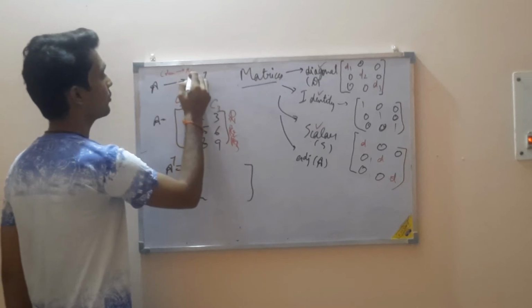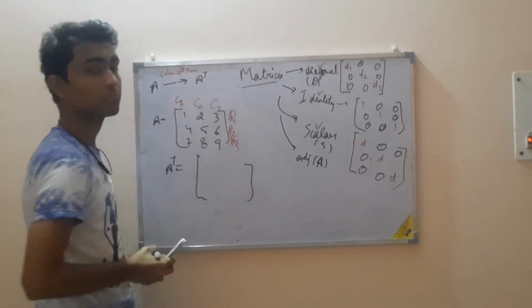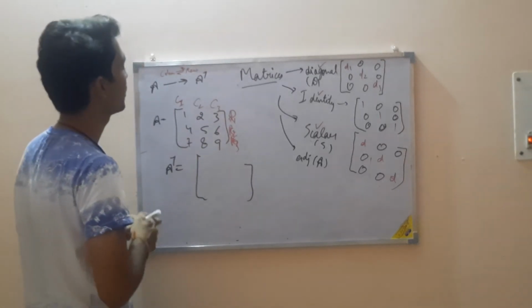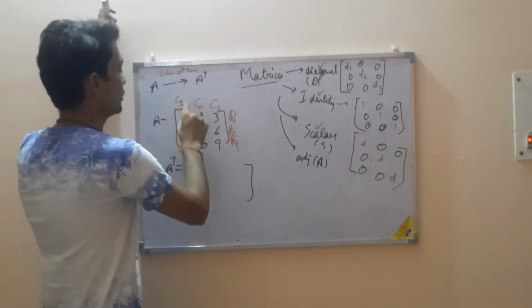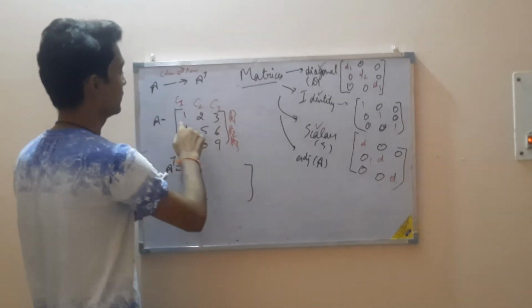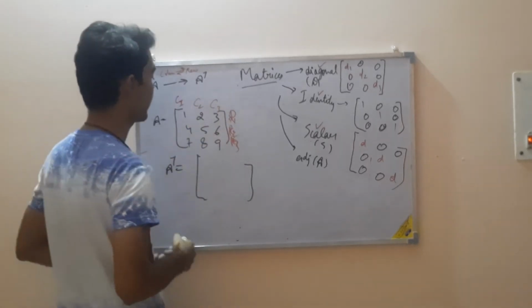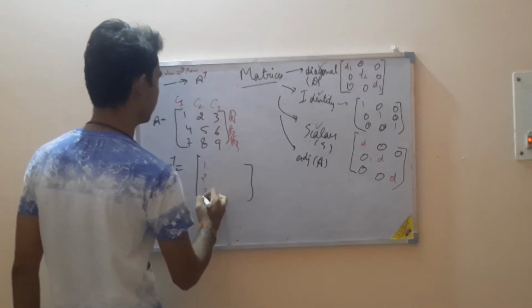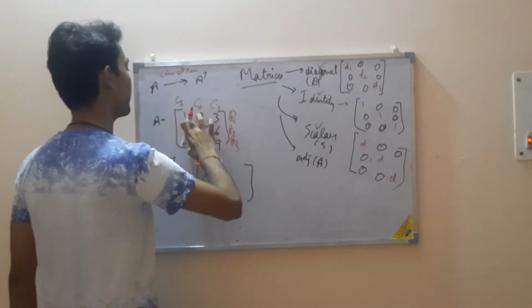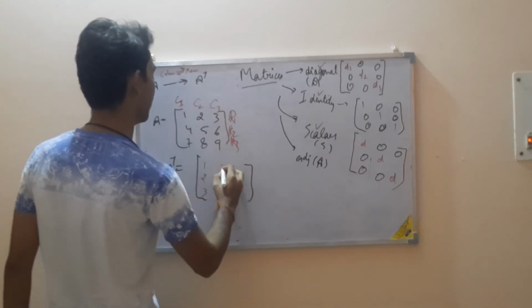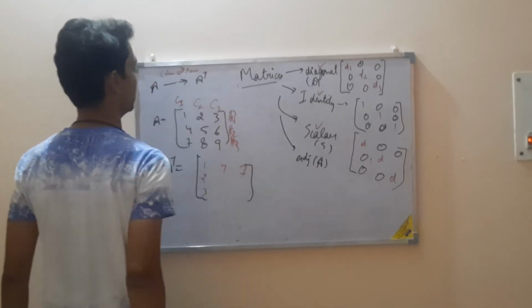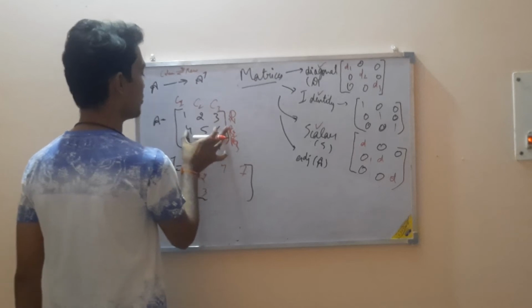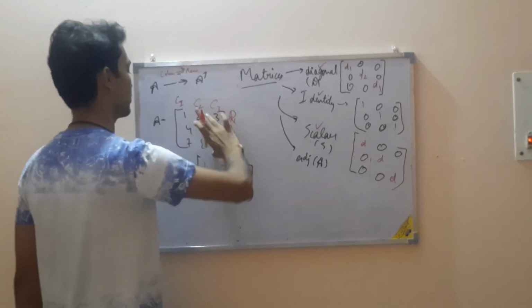Column becomes row and row becomes column. Okay, so now the new row will be this one, 1, 2, 3, and now the column will be 1, 2, 3. Okay, and this column will become a row. It will be 1, 4, 7. Sure. Now this is a row, so this will become a column now.